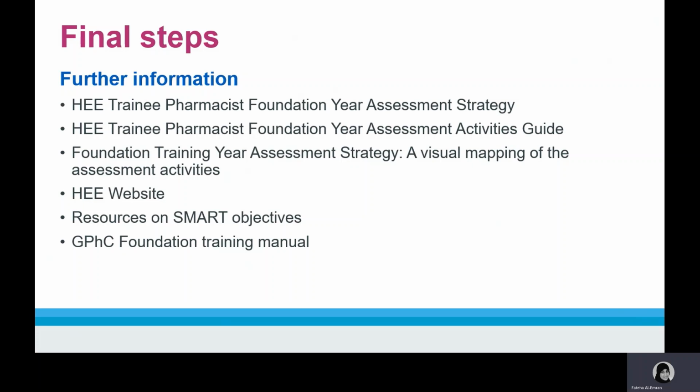For further information on the learning outcomes, please visit the HEE Training Pharmacist Foundation Year Assessment Guide and Strategy on the HEE website. This describes the assessment activities, which as a whole are designed to provide a range of evidence against each of the learning outcomes. There are also many other additional resources on the HEE website. For more information, particularly on the learning outcomes, please do look at the GPhC Foundation Training Manual on the GPhC website.